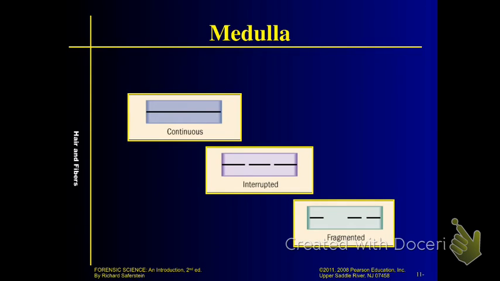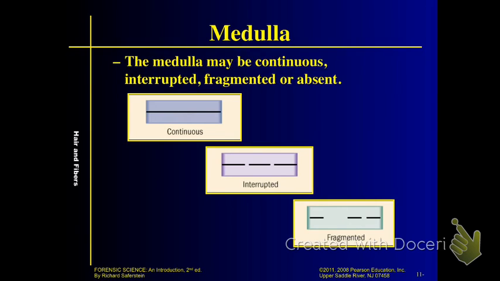In humans, we see different kinds of medulla. You have continuous, where there's a straight line right through the middle. Interrupted almost looks like a dashed center line of a highway or a roadway. And then fragmented is when it's not as regularly interrupted. It's more piecemeal. Or hair strands might not even have a medulla at all.